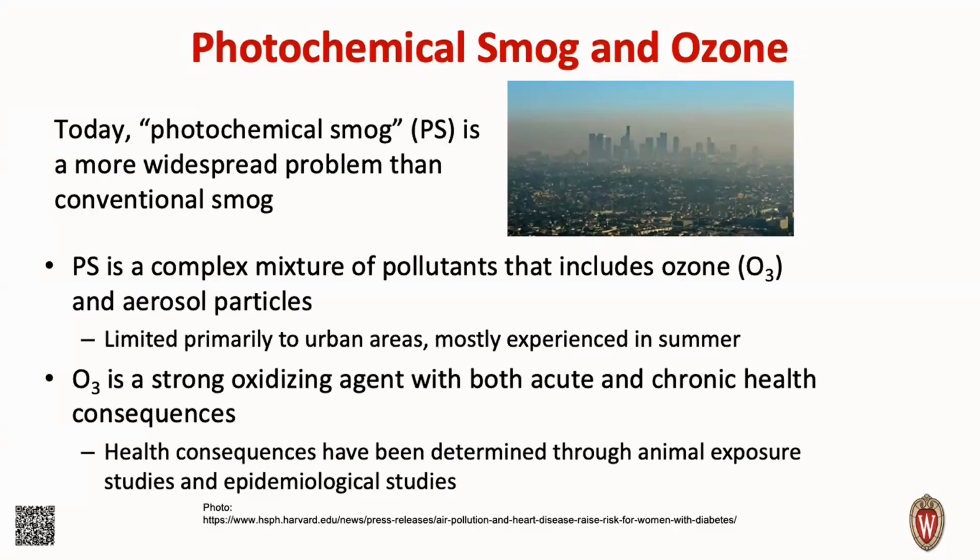This is why some of the logic behind the summer and winter fuel blends. And of course in urban cities where you have a lot of pollution. Ozone is another really strong oxidizing agent that has both acute, meaning fast acting, and chronic health consequences. And these have been determined over a number of years through animal exposure studies and epidemiological studies. So ozone at the ground level, very bad, right?